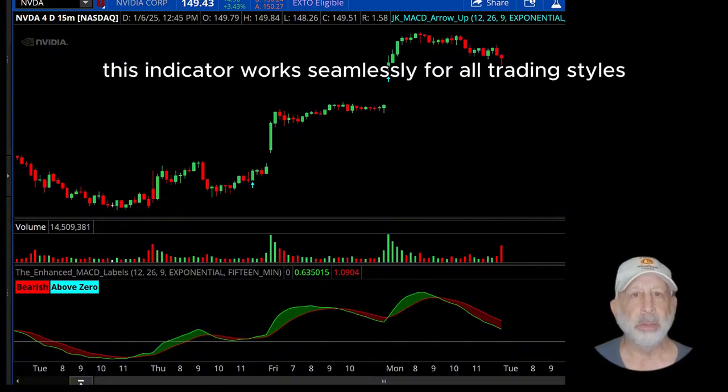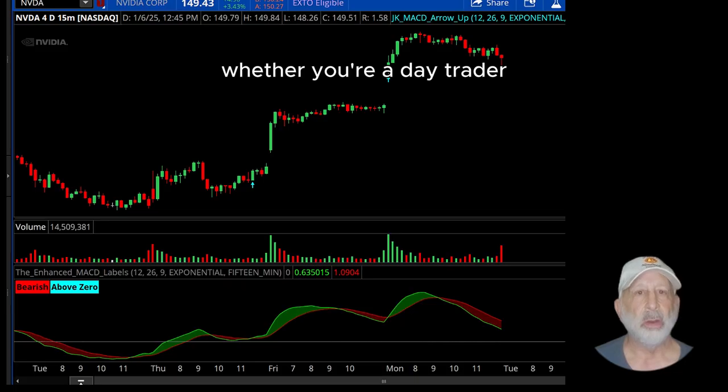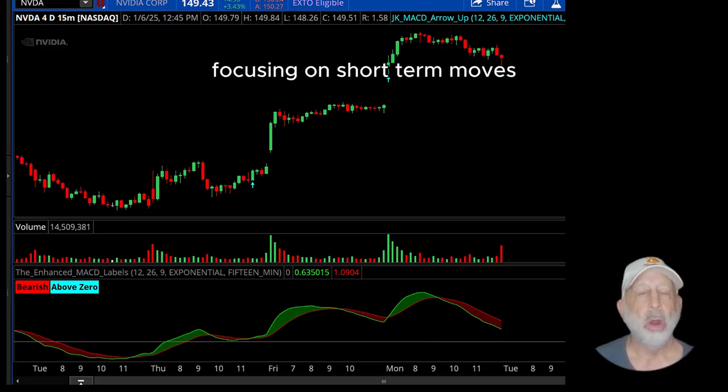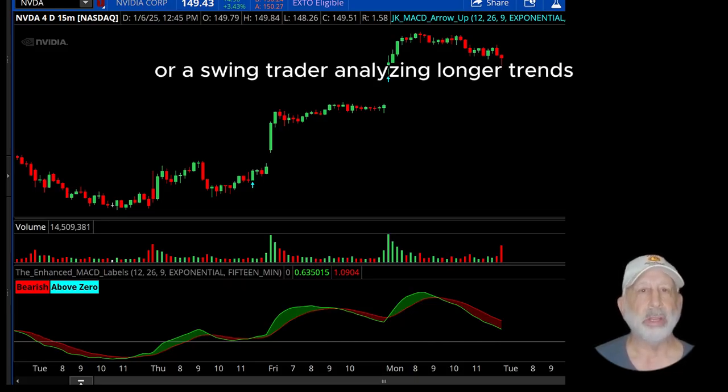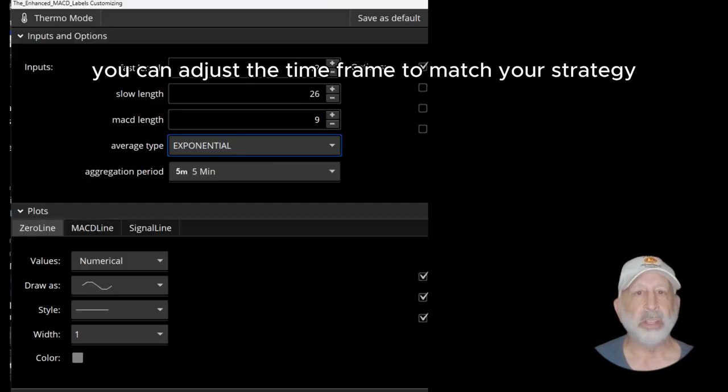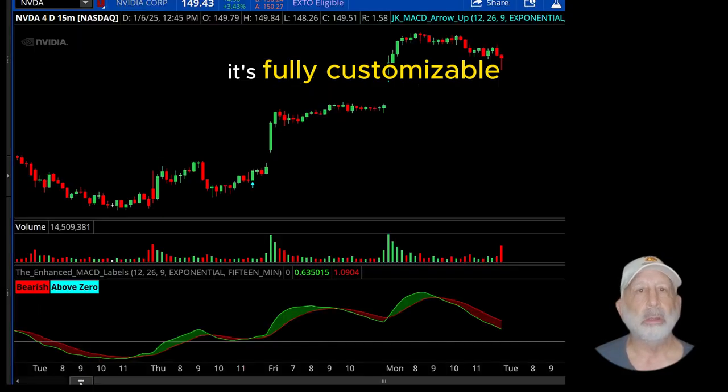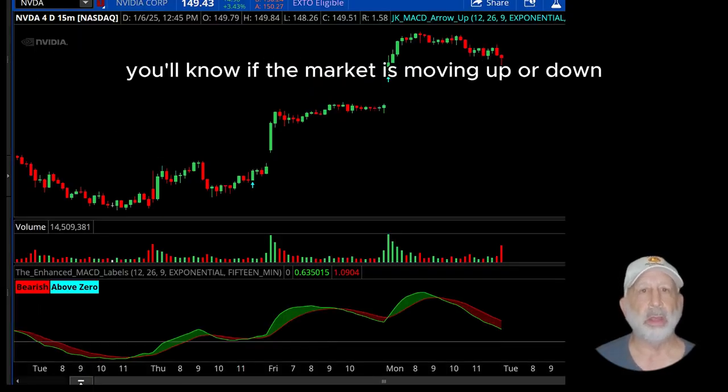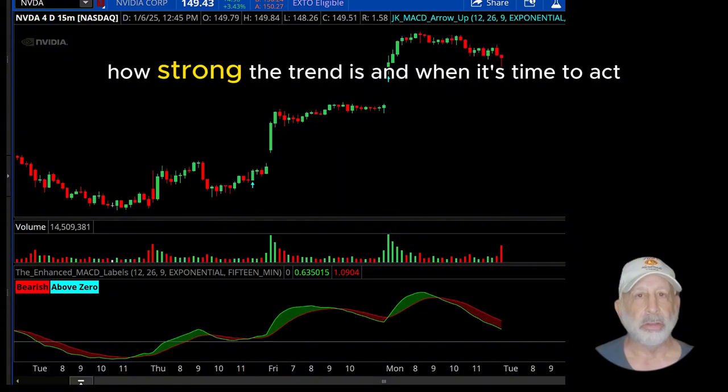This indicator works seamlessly for all trading styles. Whether you're a day trader focusing on short-term moves or a swing trader analyzing longer trends, you can adjust the time frame to match your strategy. It's fully customizable. With just a glance, you'll know if the market is moving up or down, how strong the trend is, and when it's time to act.